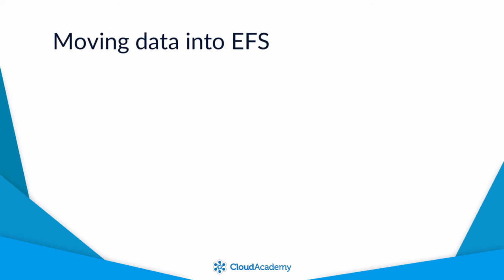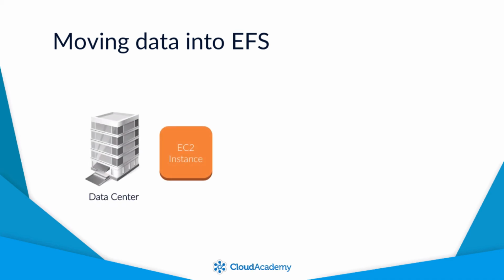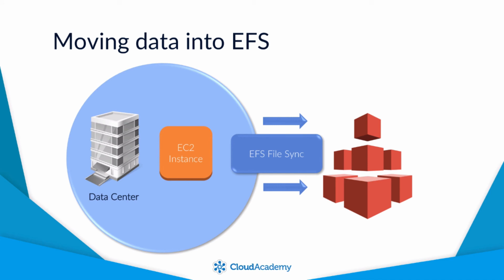If you have existing data, either on your own servers in your own on-premises data center, or data that already exists in AWS, such as on EC2 instances, and you want to move that data into EFS, then you can use the file sync feature. File sync can be configured from within the EFS dashboard of the management console, and it allows you to securely manage the transfer of files between an existing storage location and your EFS file system via a file sync agent.